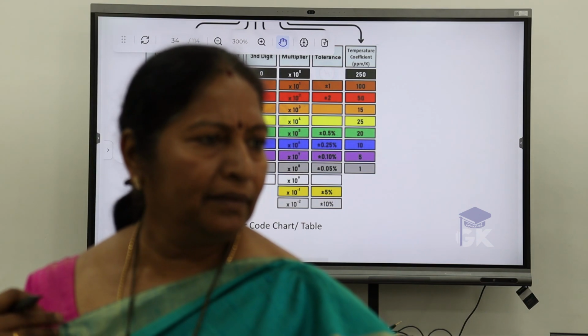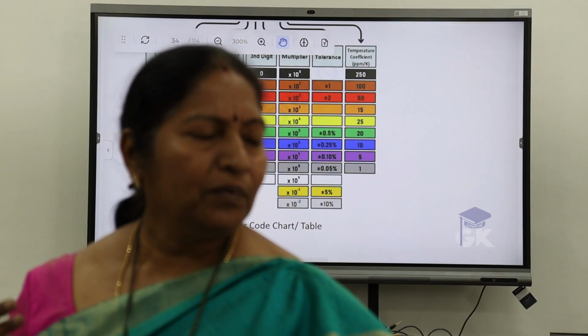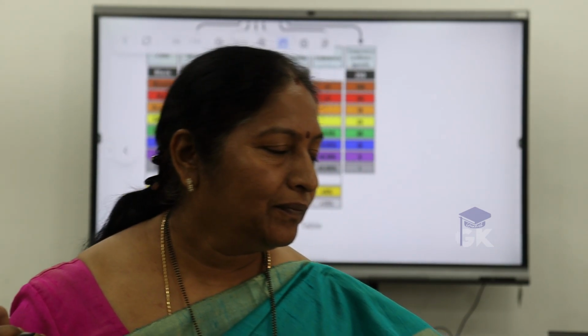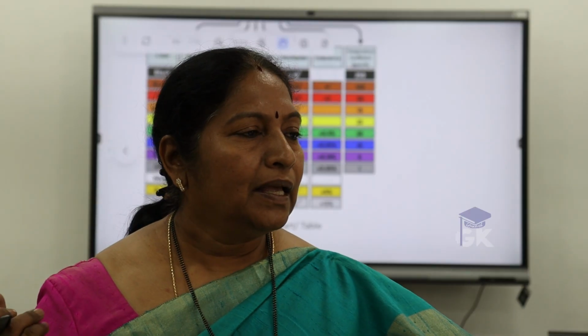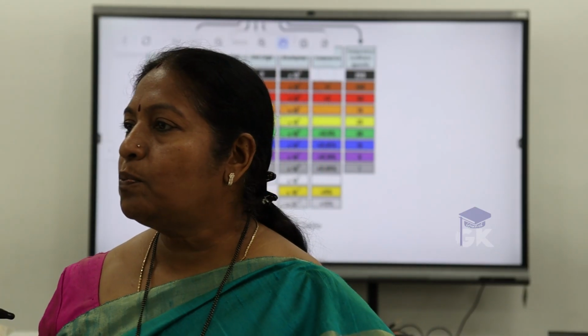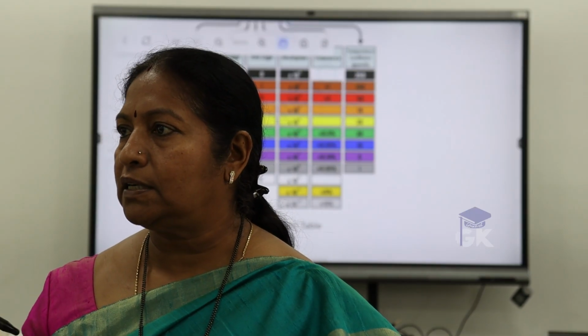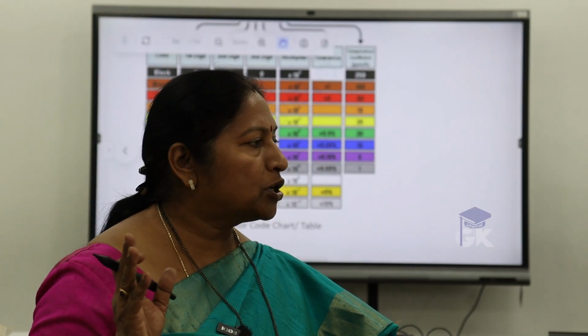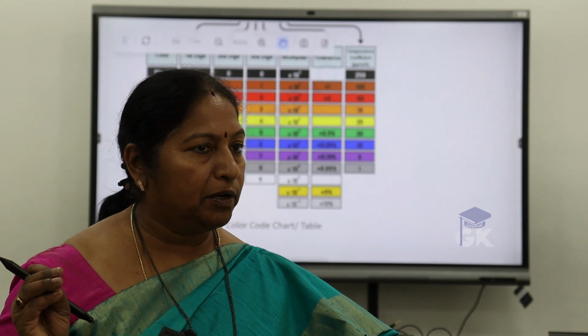8.5%, it will not come. Calculate 5% of 56 ohms. 56 multiplied by 0.05. Yes, it comes to 2.8 ohms. 2.8 ohms is the 5% of your 56 ohms. Correct? So what should be the value of your resistor when you measure?